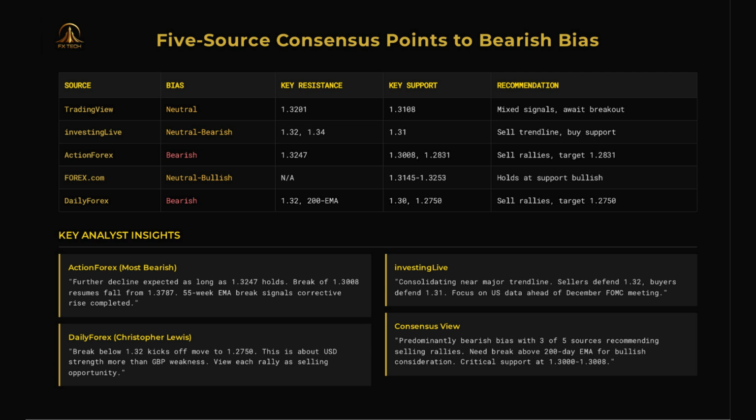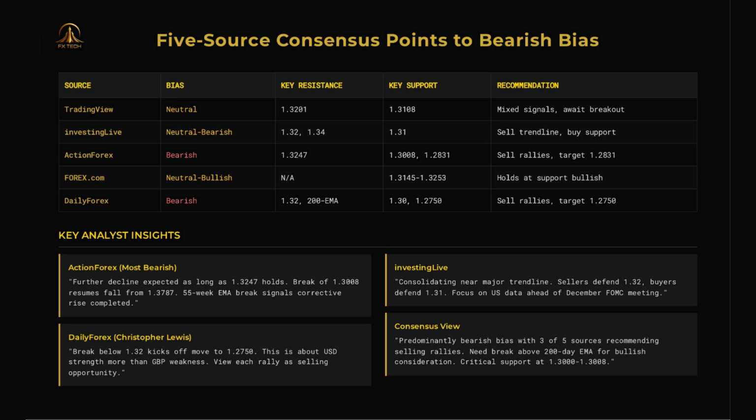Action Forex takes the most bearish view, recommending selling rallies with a target of 1.2831 as long as 1.3247 resistance holds. Forex.com is neutral bullish, noting that holding at support would be constructive. Daily Forex's Christopher Lewis is bearish, viewing each rally as a selling opportunity with a target of 1.2750.